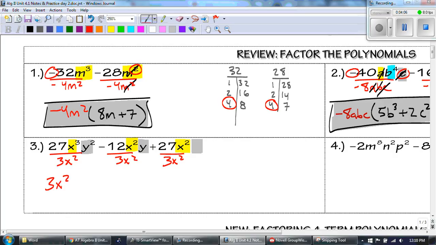The 3x squared goes out front. 27 divided by 3 is 9. X cubed divided by x squared is x. And then the y squared comes down. -12 divided by 3 is a -4. The x squareds cancel, and we're left with y. 27 divided by 3 is 9, and then the x squareds cancel.